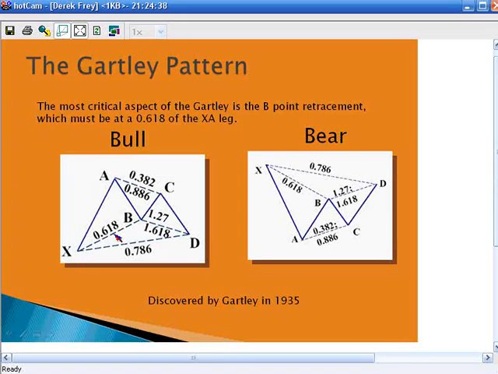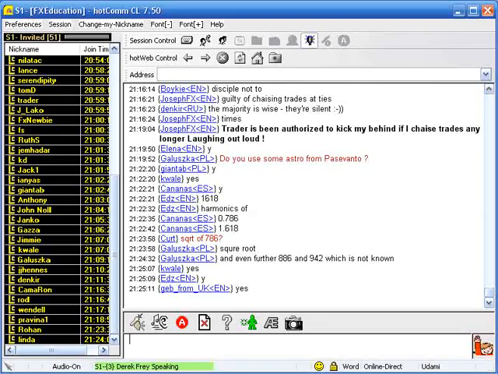So let me go through this again. So the B point, if the X to A leg represented $10, a move from 0 to 10, then the retracement of 0.618, if this is $10, would be a retracement down of $6.18. Does that make sense? Understand? So if this was 0 and this was 10, this thing pulled back 0.618. So it actually pulled back to $3.82, rounded. Make sense? A 0.618 retracement of the XA leg. That's all it's telling you.